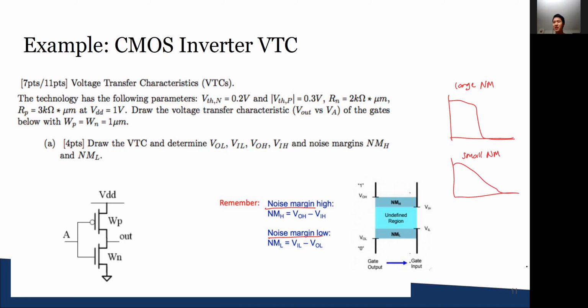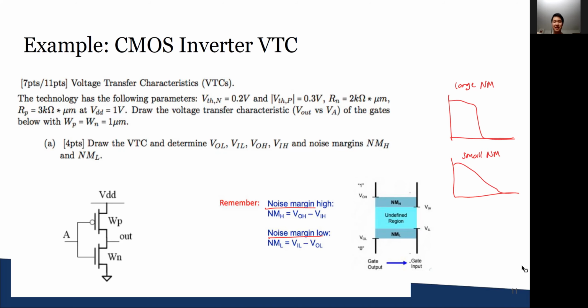And in general, you want large noise margins, because if you have any noise coming from a previous logic gate going into the gate of your inverter, you don't want that to affect the output voltage or the output logic level that you see. So you can tolerate more noise on the input before the output actually seems to switch values. Okay.